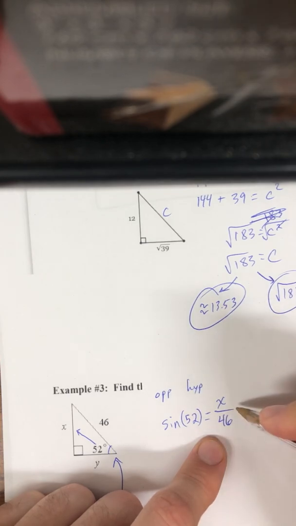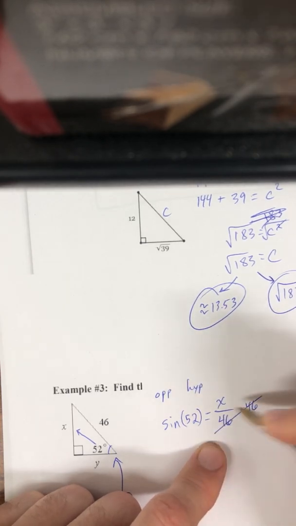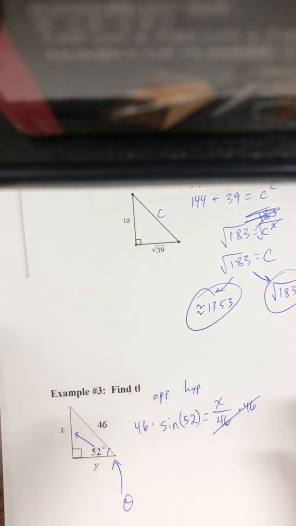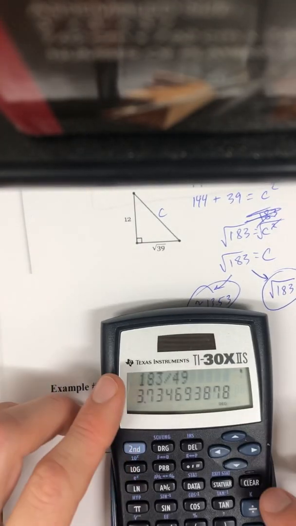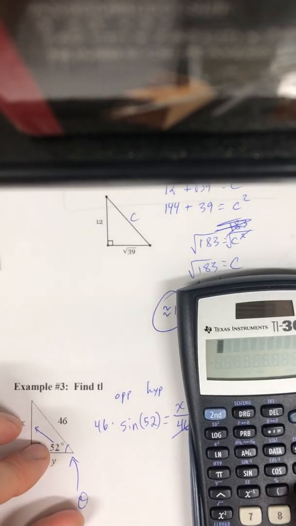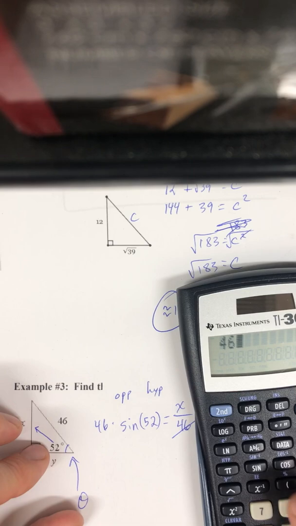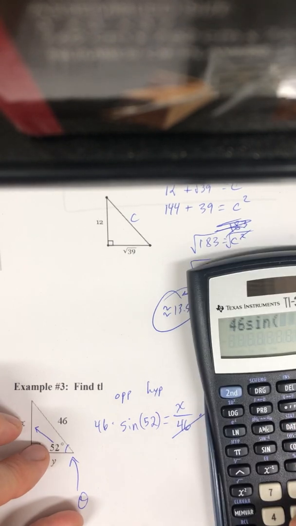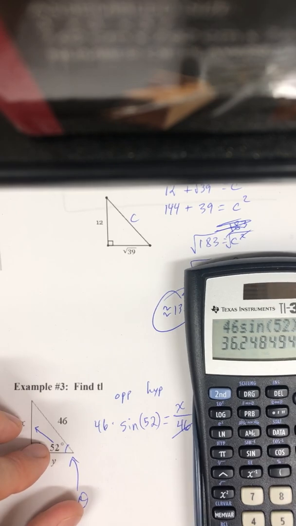And then from there, you just multiply both sides by the bottom. So x is going to be equal to 46 times sine of 52. That's 36.25.